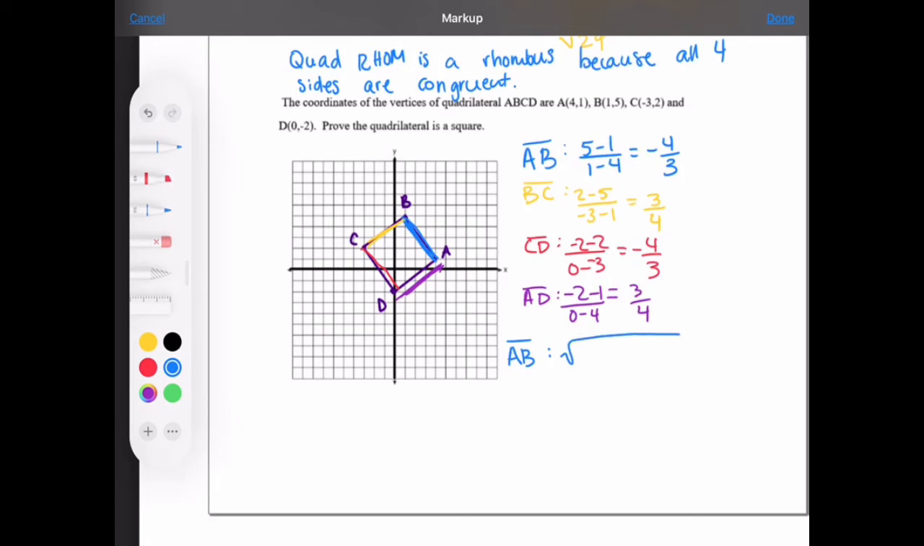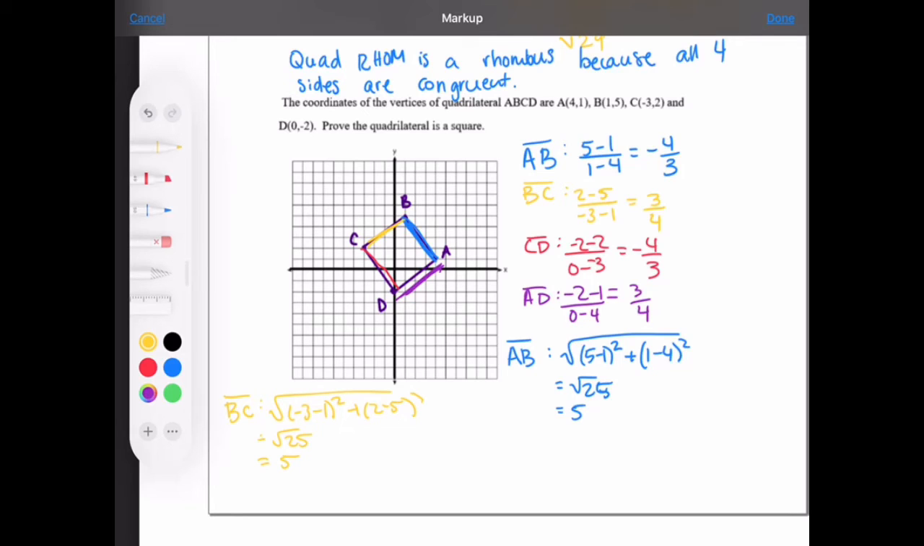So it's going to be the square root of 5 minus 1 squared plus 1 minus 4 squared. We get square root of 25, and that gives us 5. And then if we look at BC, we'll get the square root of -3 minus 1 squared plus 2 minus 5 squared, which gives us square root of 25, which gives us 5.